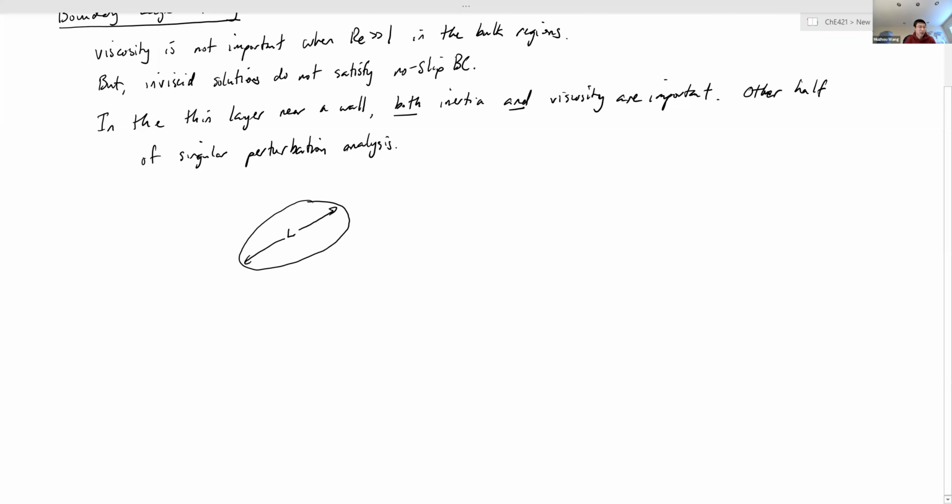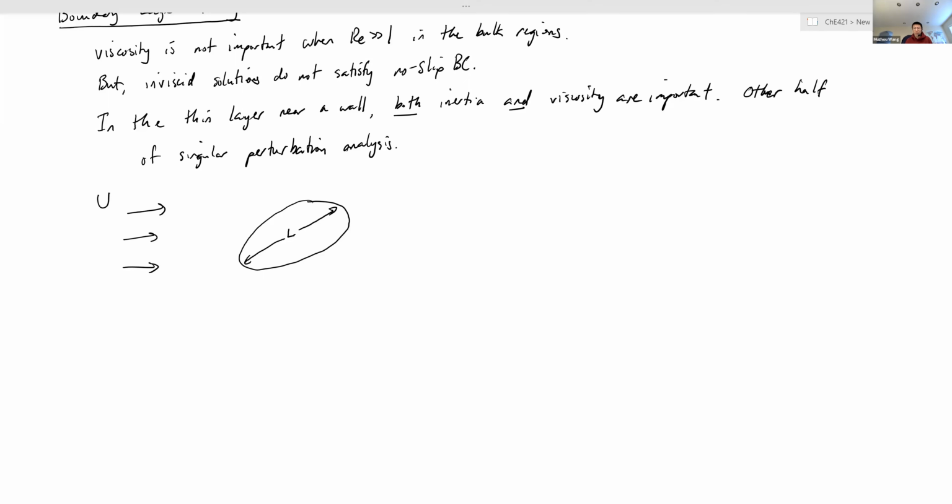That object has a length scale of L. And we have again some velocity at a speed of u moving past it. Just like how in the reaction diffusion case it made a lot more sense for us to redefine axes closer to a boundary, that's what we're going to do here.